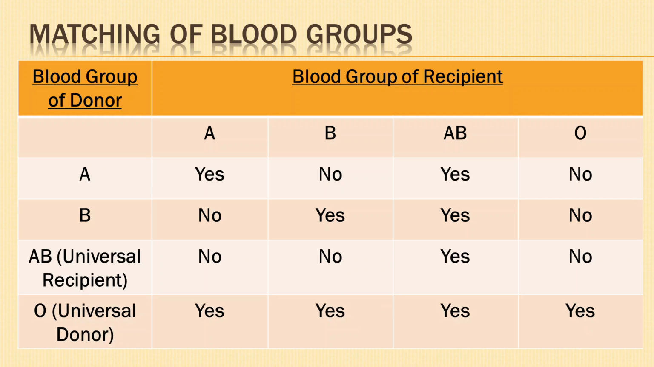The blood of O group can be given to all the groups. Hence, a person with O blood group is called a universal donor.